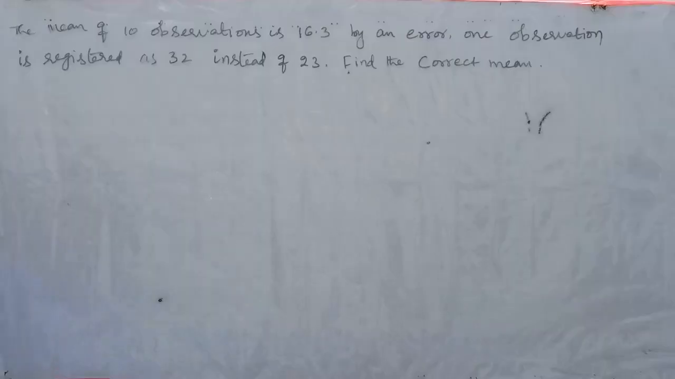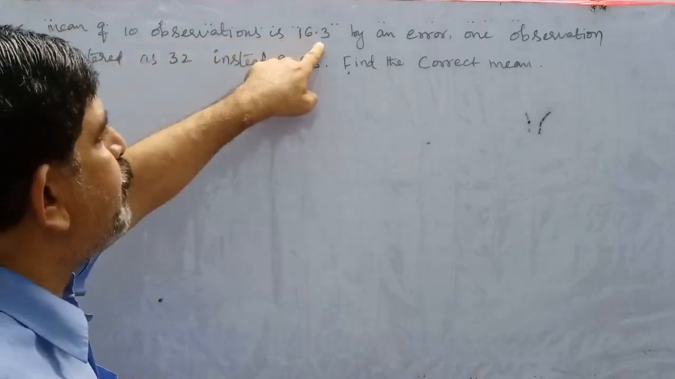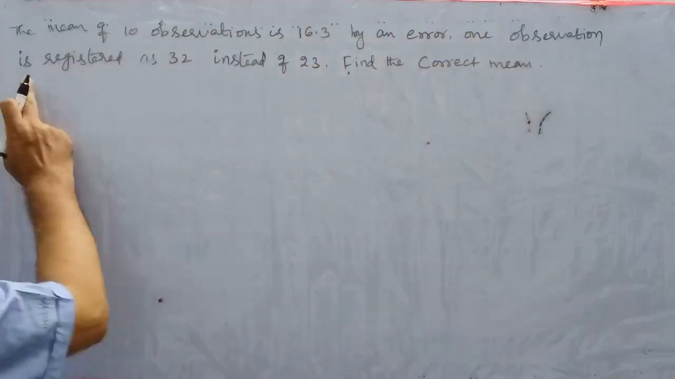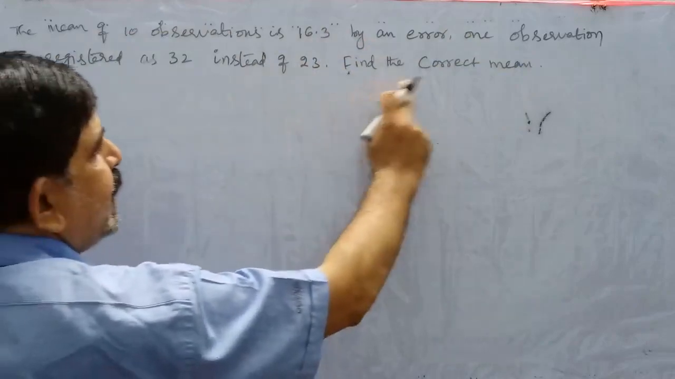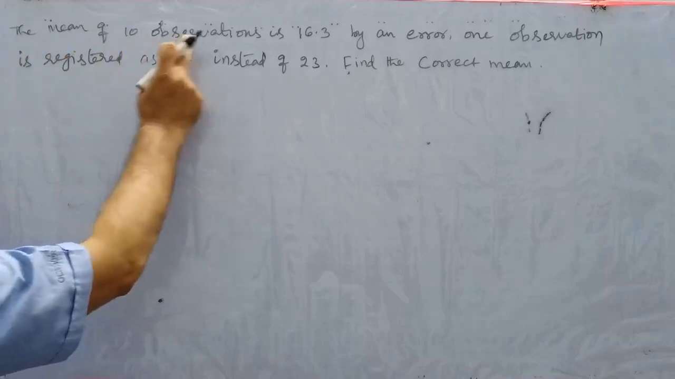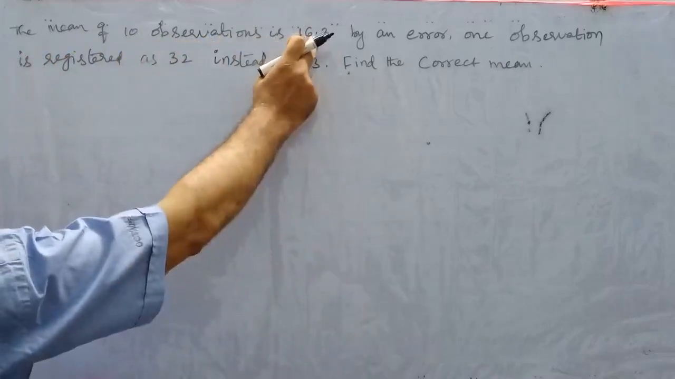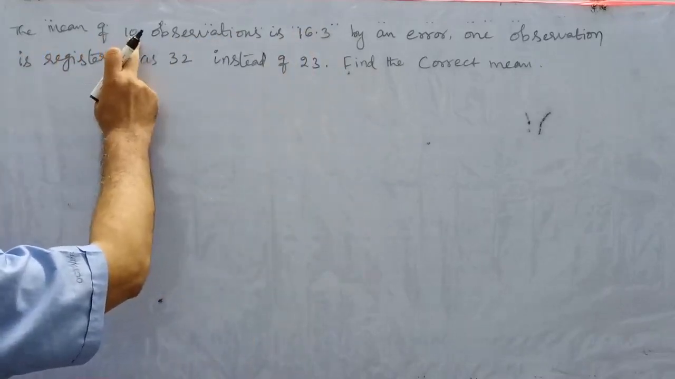Okay, next question. The mean of 10 observations is 16.3. By an error, one observation is registered as 32 instead of 23. Find the correct mean. Read the question again. The mean of 10 observations is 16.3. So x bar is equal to 16.3. Number of observations n is equal to 10.